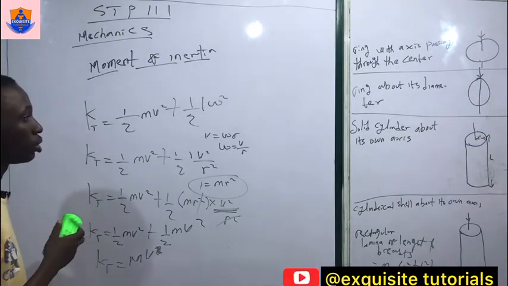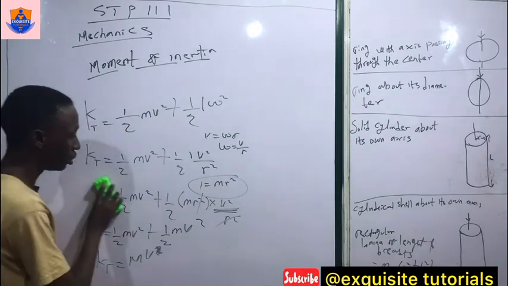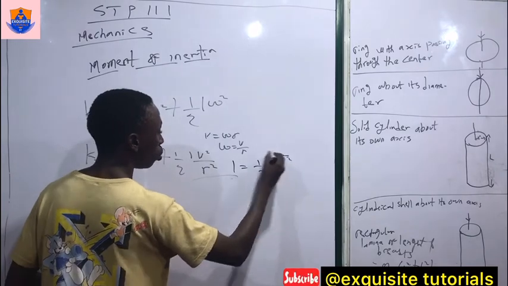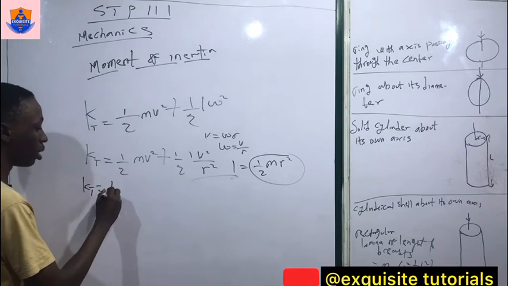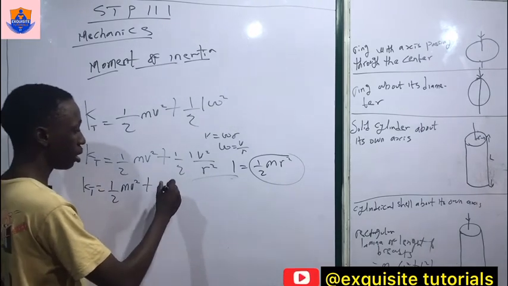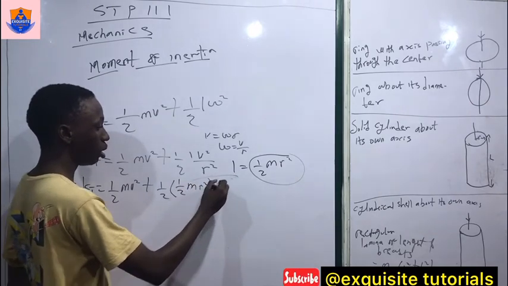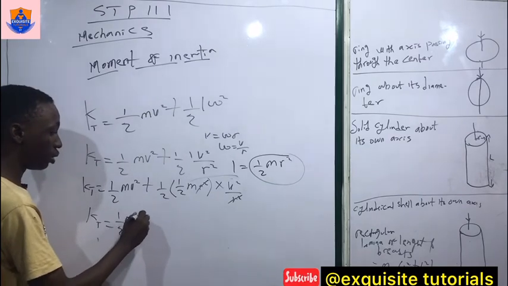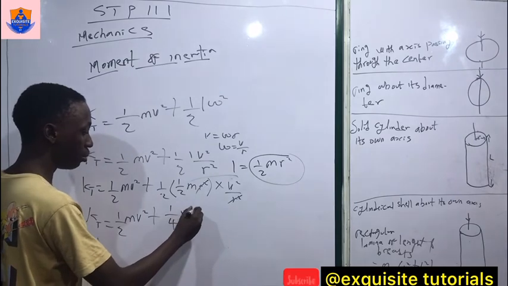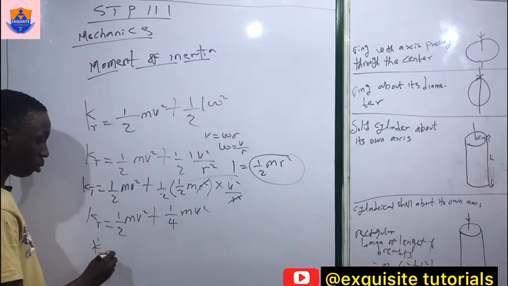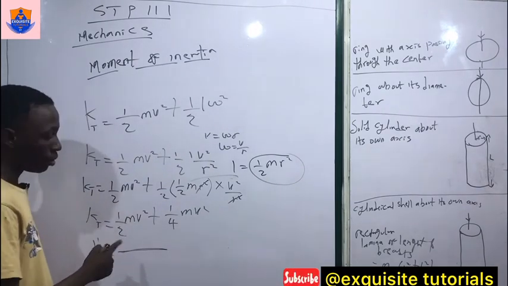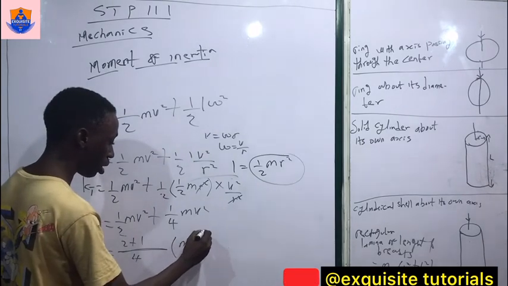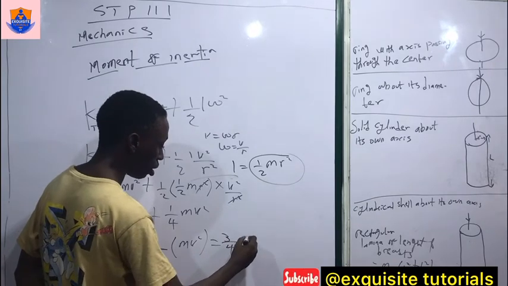Let's say it was a ring about its diameter. The moment of inertia for a ring about its diameter is equal to 1 over 2 mr square. We now substitute this in. So Kt will be equal to 1 over 2 mv square plus 1 over 2 mr square times v square over r square. The r square cancels, so Kt will now be equal to 1 over 2 mv square plus 1 over 4 mv square. So we add 1 over 2 to 1 over 4. The LCM of 2 and 4 is 4. So 4 into 2 with 2, plus 4 into 1, that will be 3. So that will be equal to 3 over 4 mv square.